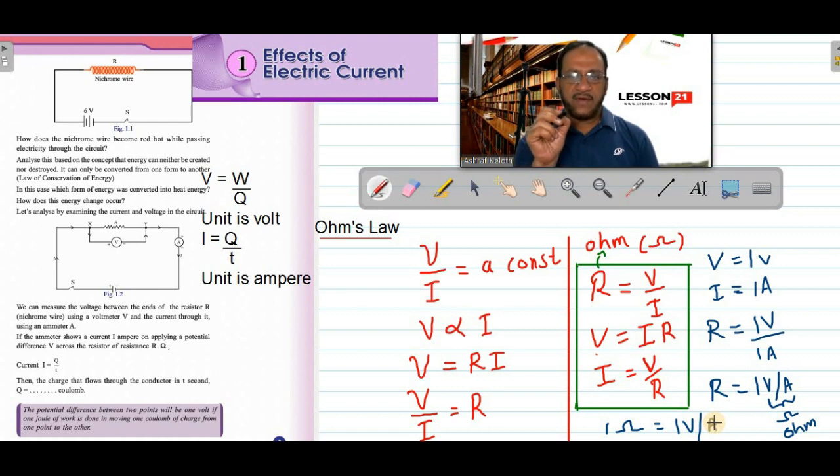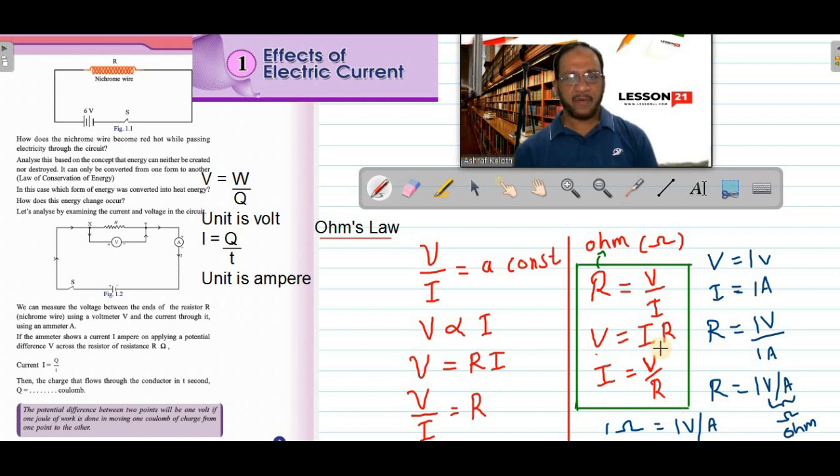Or if you apply 1 volt potential difference across a conductor, and the current flowing through it is 1 ampere, then we can say that the resistance of that conductor is 1 ohm. If 1 volt is applied across a conductor and 1 ampere current flows through it, then the resistance of the conductor is 1 ohm. Okay, you got the idea? Now we will go to the next page and derive Joule's law.